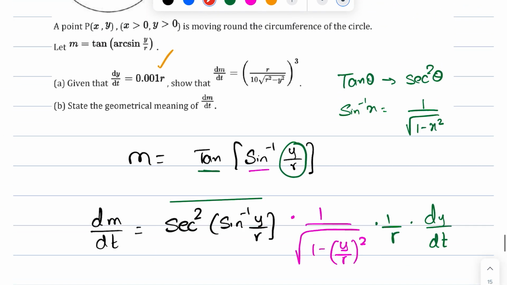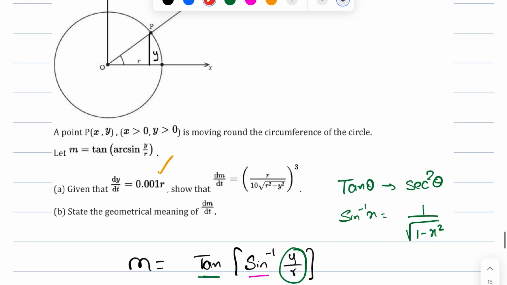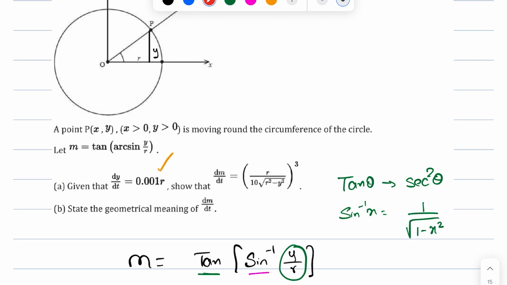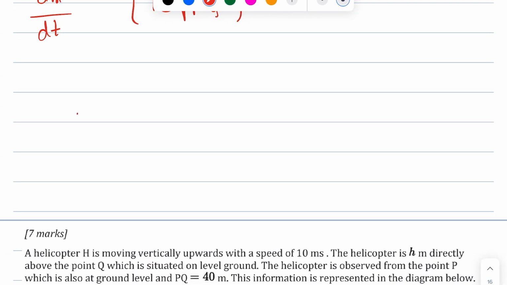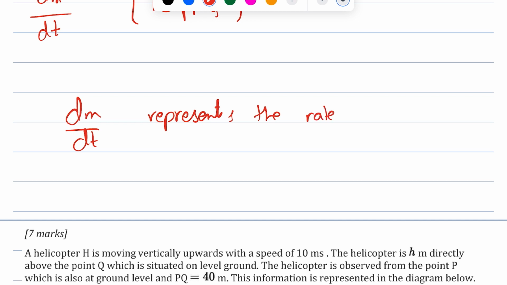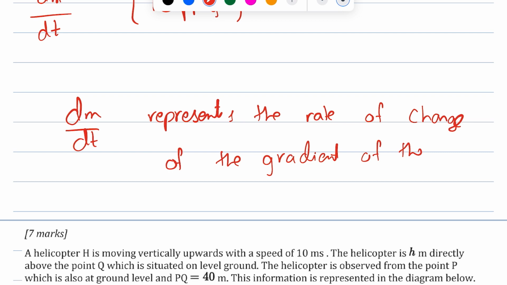Next, what is he asking? State the geometrical meaning of m. So m is nothing but the slope, because we are talking about tan. Tan always gives you the slope or the gradient. So therefore dm by dt represents the rate of change. Rate of change of what? Rate of change of the gradient of the line OP.